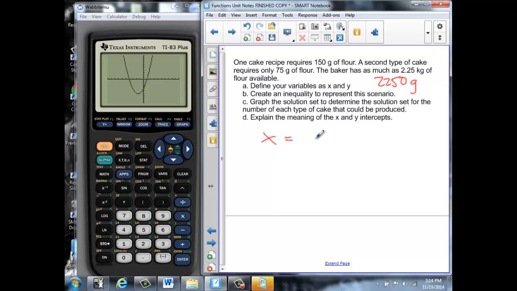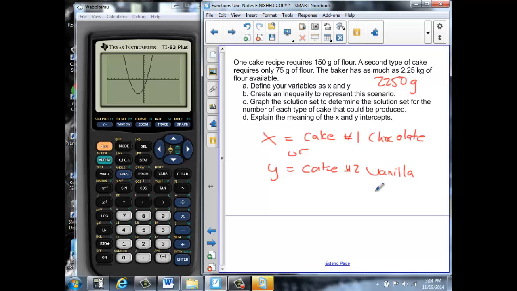X, I'm going to define as cake number 1, which I'll call chocolate. So you could make some chocolate cakes. Or y means you could make cake number 2, which I'll call vanilla. So x is how many chocolate cakes you can make. Y is how many vanilla cakes you can make.